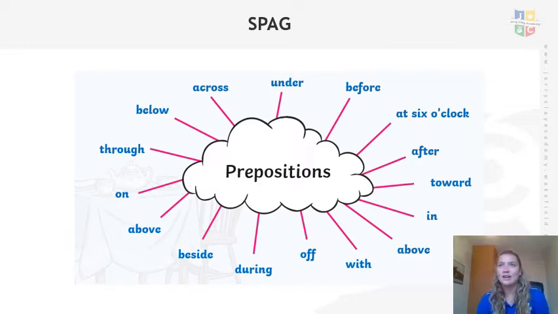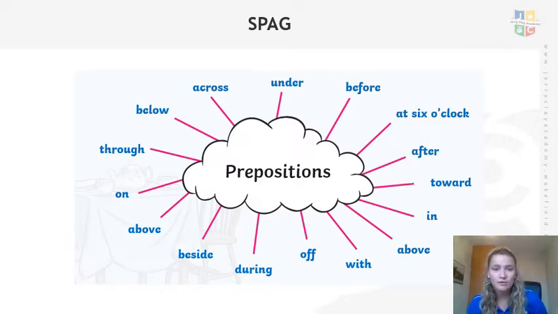In, you could have that there are some sweeties in a packet. Above, so you could have the light was above the table. With, you could say that Tom was standing with his dog. Off, you could have the marble fell off the table. During, you could have during the TV show, the television switched off. Beside, you could say the lamp is beside the toaster.